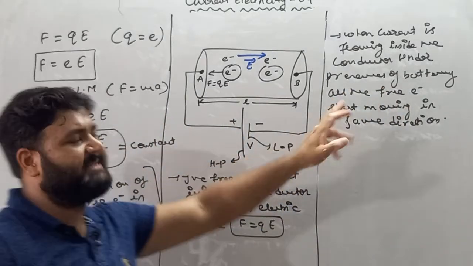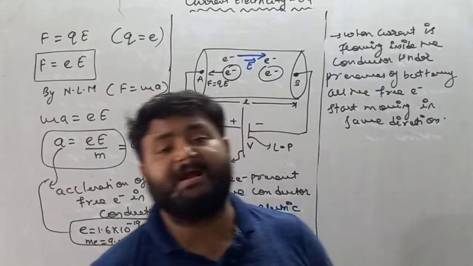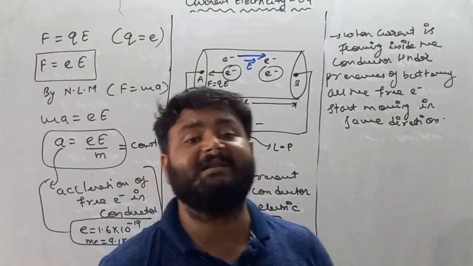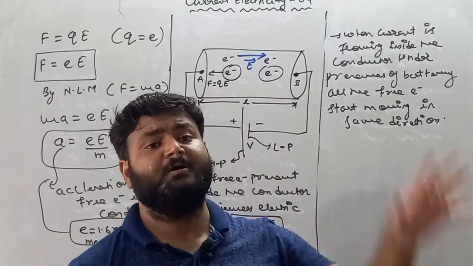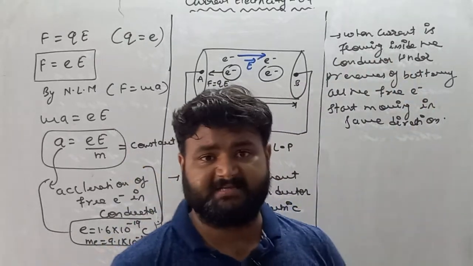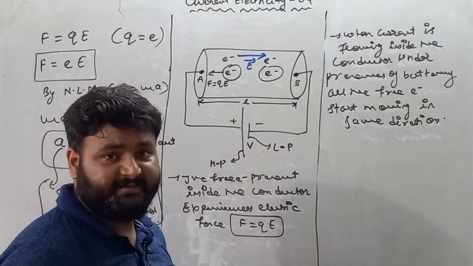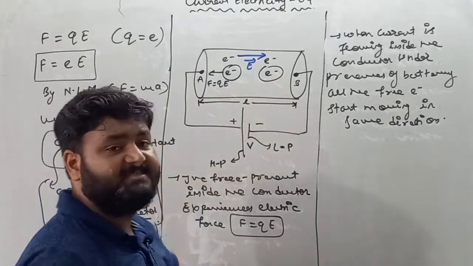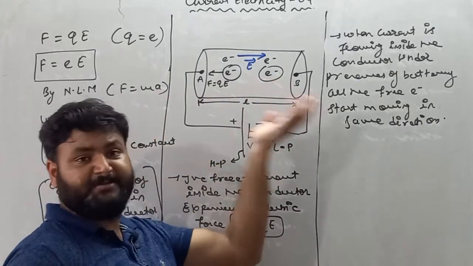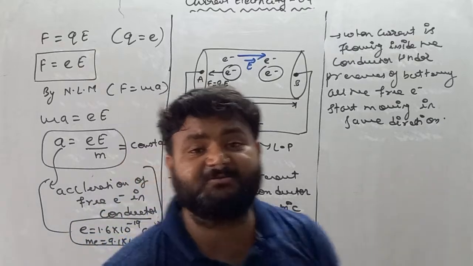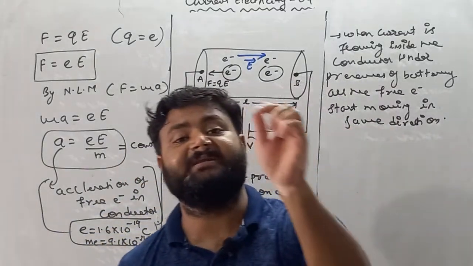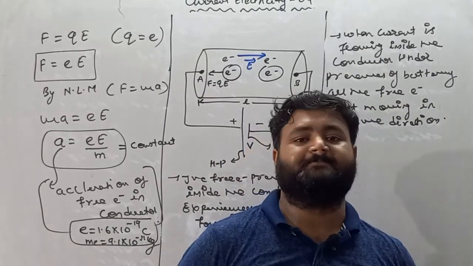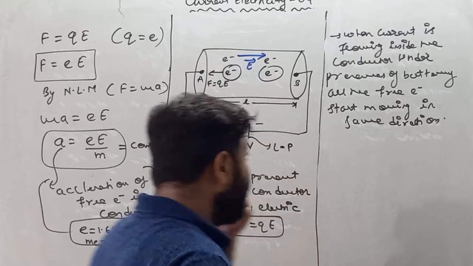So one more step is there, my dear student. When the battery is not present, free electrons are in motion, but their motion is random. All the electrons cannot move in the same direction. But once we connect the battery, all the free electrons move in the same direction, because every free electron present inside the conductor experiences the same force, and the value of force is F = qE. Remember this thing.